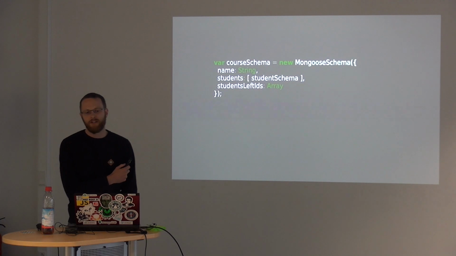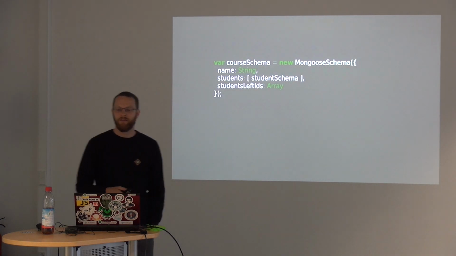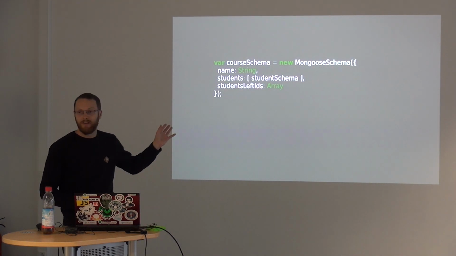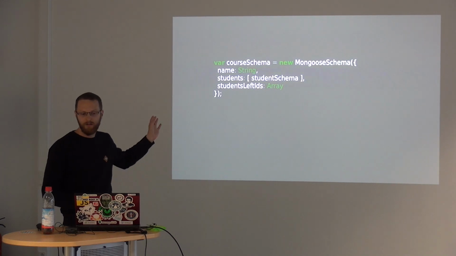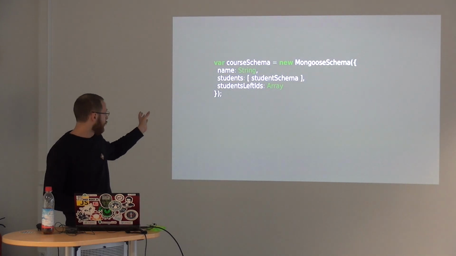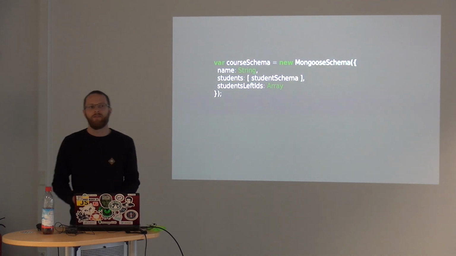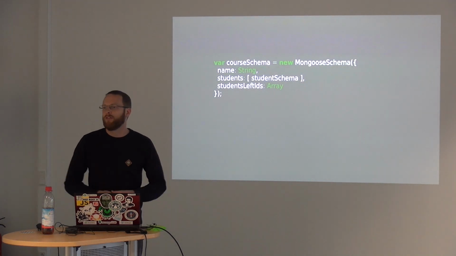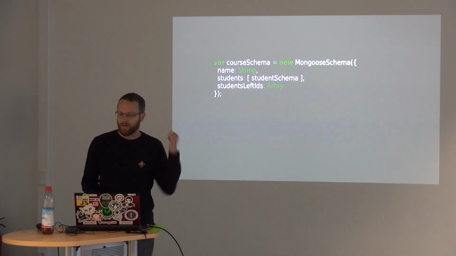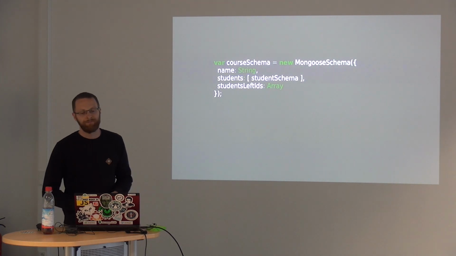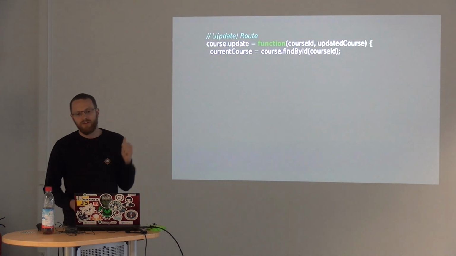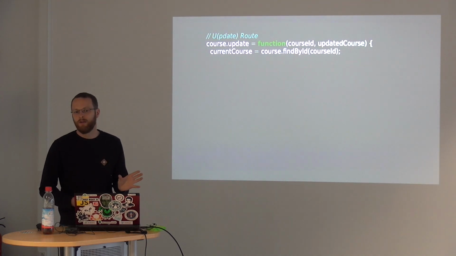We could do something like this. We add something that's called students left IDs to our schema, where we then will store the students that leave the course. You could do it another way. You could define a second schema named reporting and put the students left there, but let's stick with this example. And what we now need to do is change the course update route.